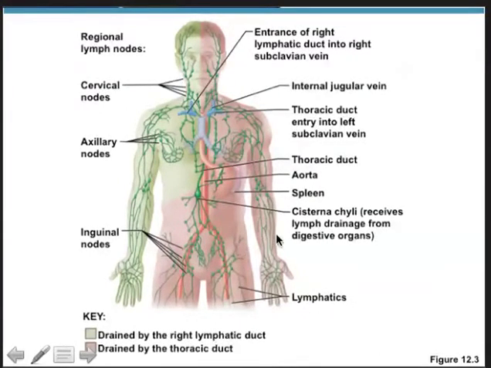The cisterna chyli right here receives lymph drainage from the digestive organs, and eventually it will drain into the thoracic duct, which is going to empty into the left subclavian. The right lymphatic duct receives lymph from the right side of the head, the right side of the thoracic cavity, and the right arm. The thoracic duct, receiving lymph from the cisterna chyli, basically drains the lymph from everywhere else in the body. Okay, so the lion's share of the filtrate actually comes through the thoracic duct into the left subclavian vein.